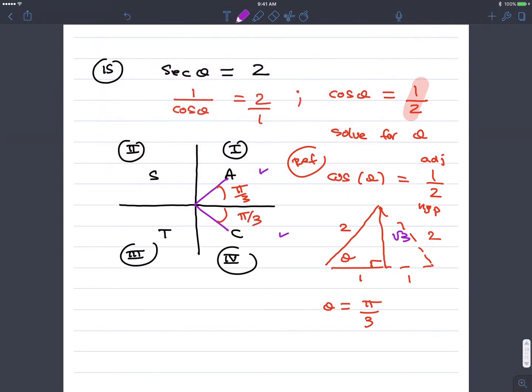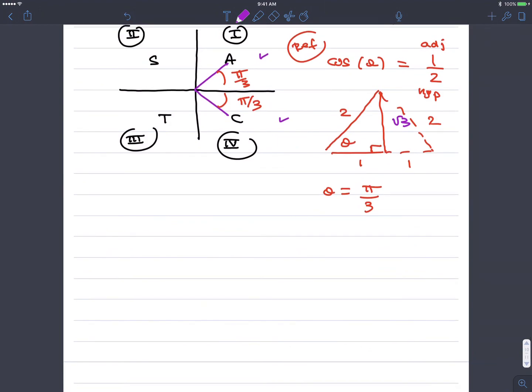So let's look at the particular solutions. What's my quadrant 1 solution? Well, we already had that. Pi over 3. What's the quadrant 4 solution? How do I find a quadrant 4 angle knowing the reference? What is it again? 2 pi minus what? The reference of pi over 3.